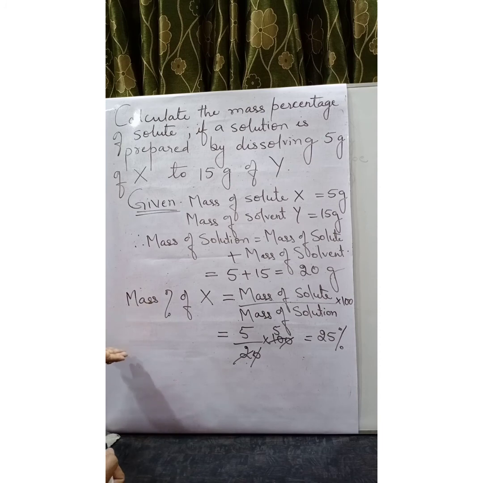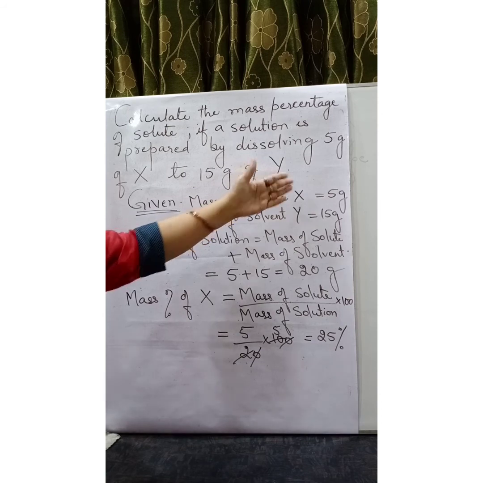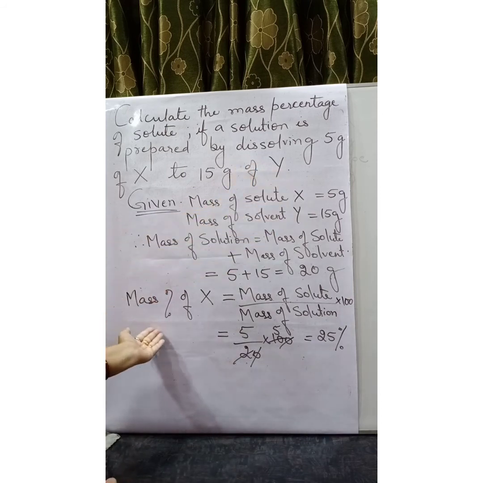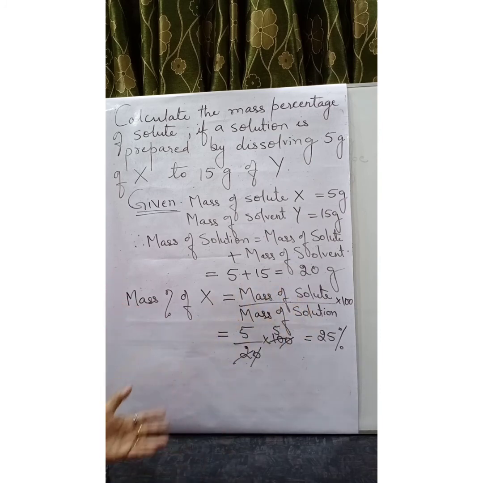Similarly, if you are asked to calculate the mass percentage of solvent Y, then we will write mass percentage of Y is equal to mass of solvent upon mass of solution into 100, and we can calculate the mass percentage of solvent also.